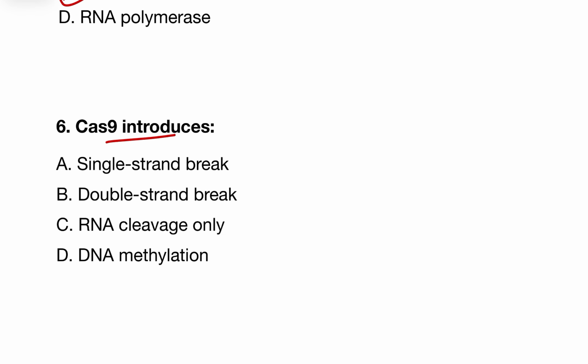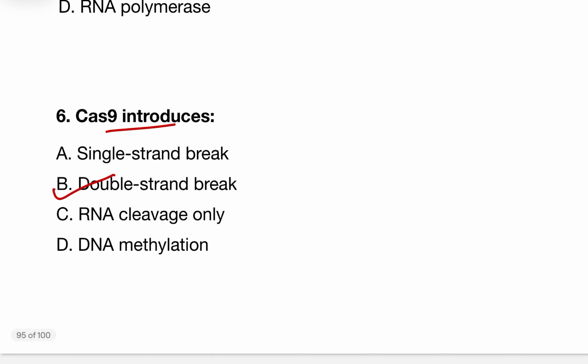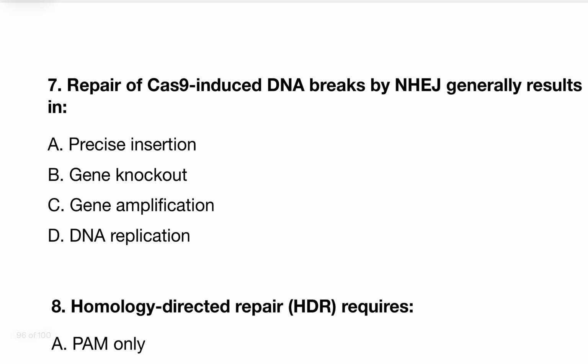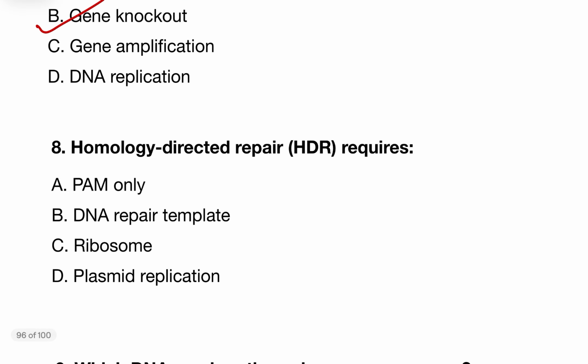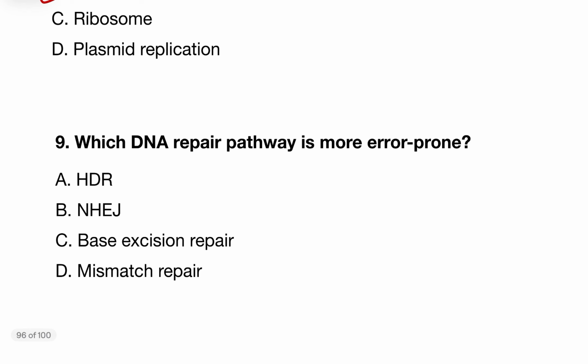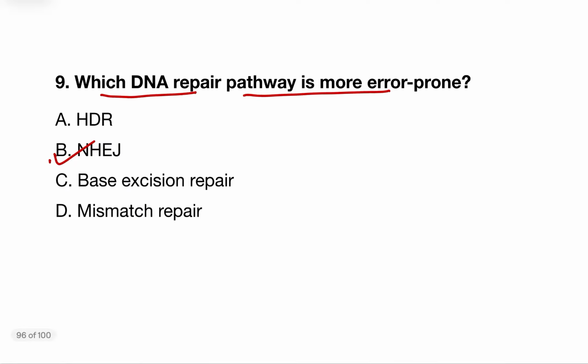Sixth, Cas9 introduces a double-strand break. Question 7, repair of a Cas9-induced DNA break by non-homologous end joining generally results in gene knockout or loss of function. Question number 8, homology directed repair requires a DNA repair template. Ninth, which DNA repair pathway is more error prone? It is option B, non-homologous end joining. It is more error prone, the chances of errors are more in this.